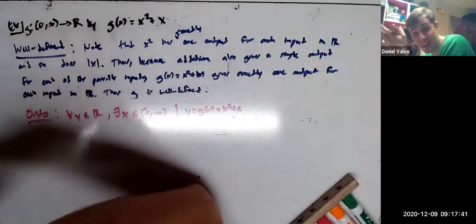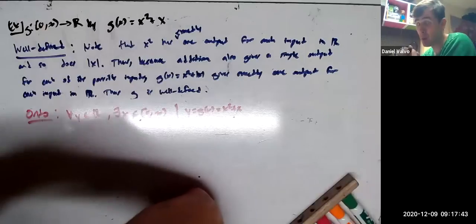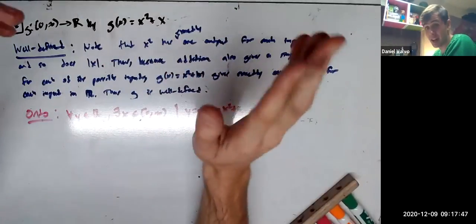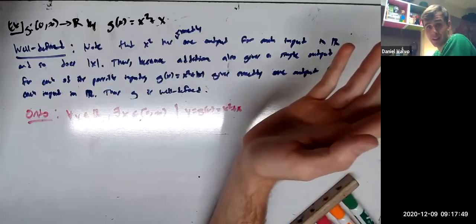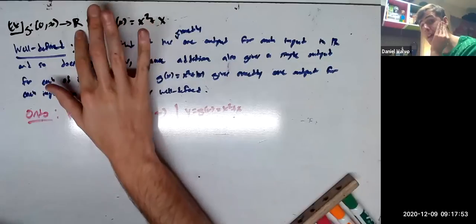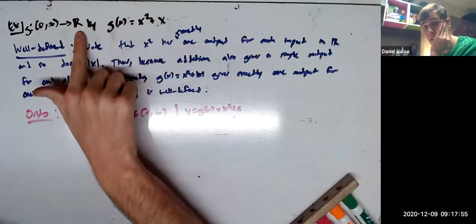You can't add two non-negative numbers to get a negative number, at least not in my world. So what that means is that g of x is going to be at least non-negative. So it's not going to hit any negative numbers, even though there are a ton of negative numbers in our codomain.